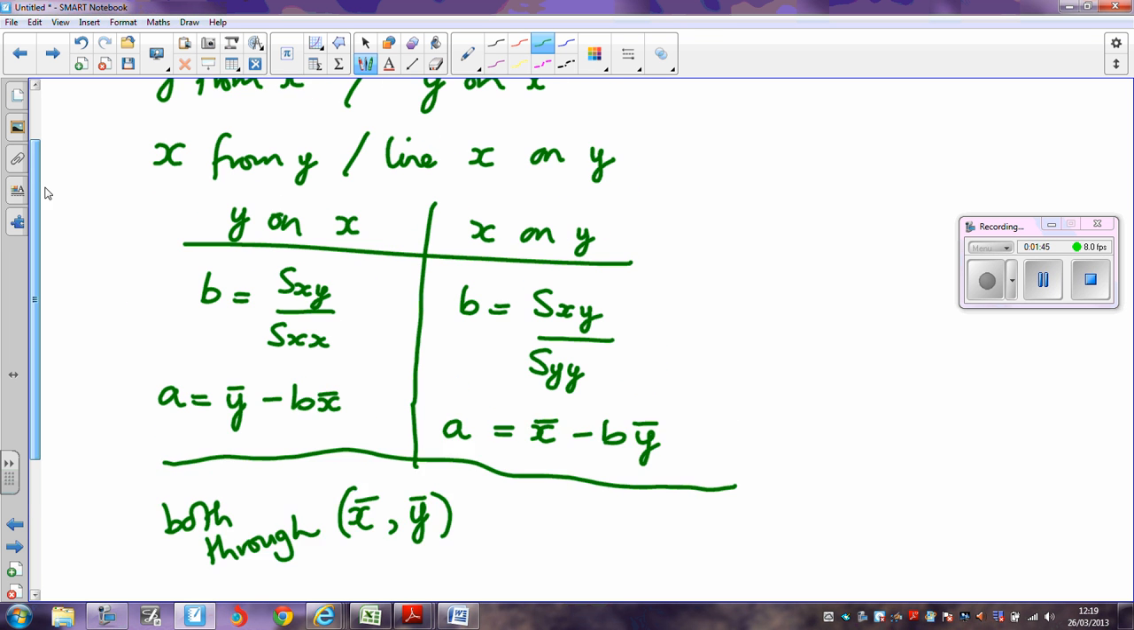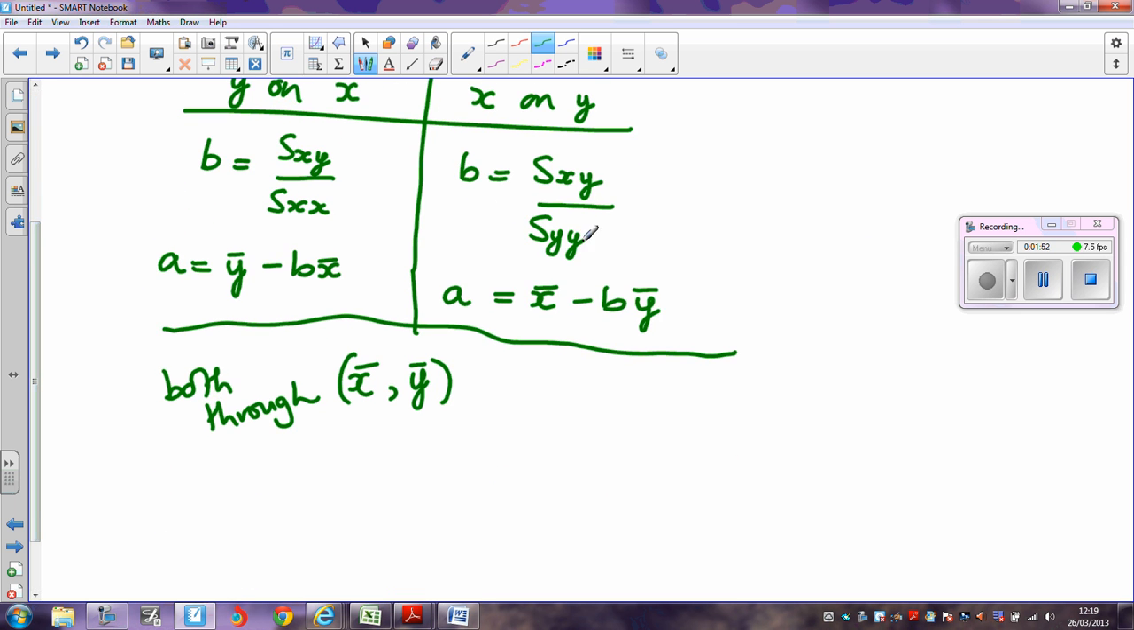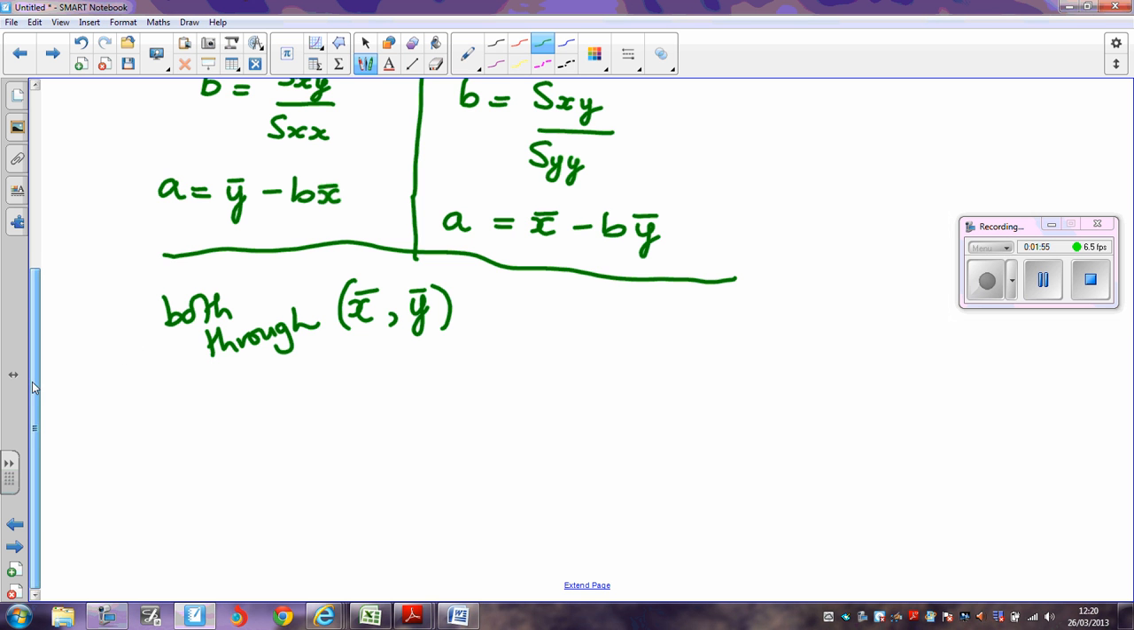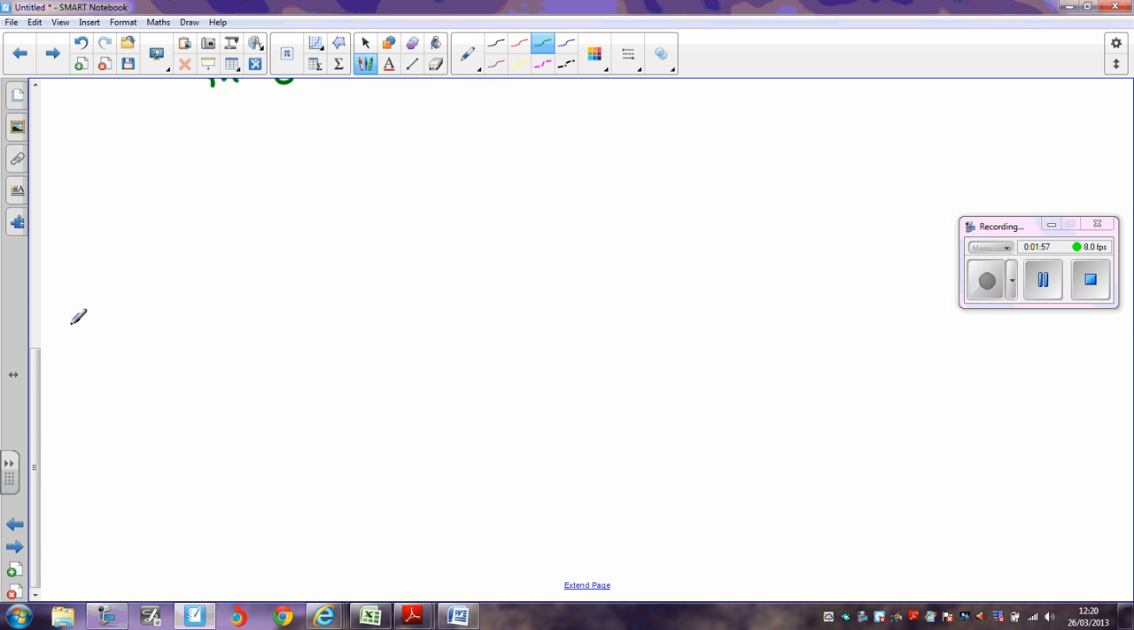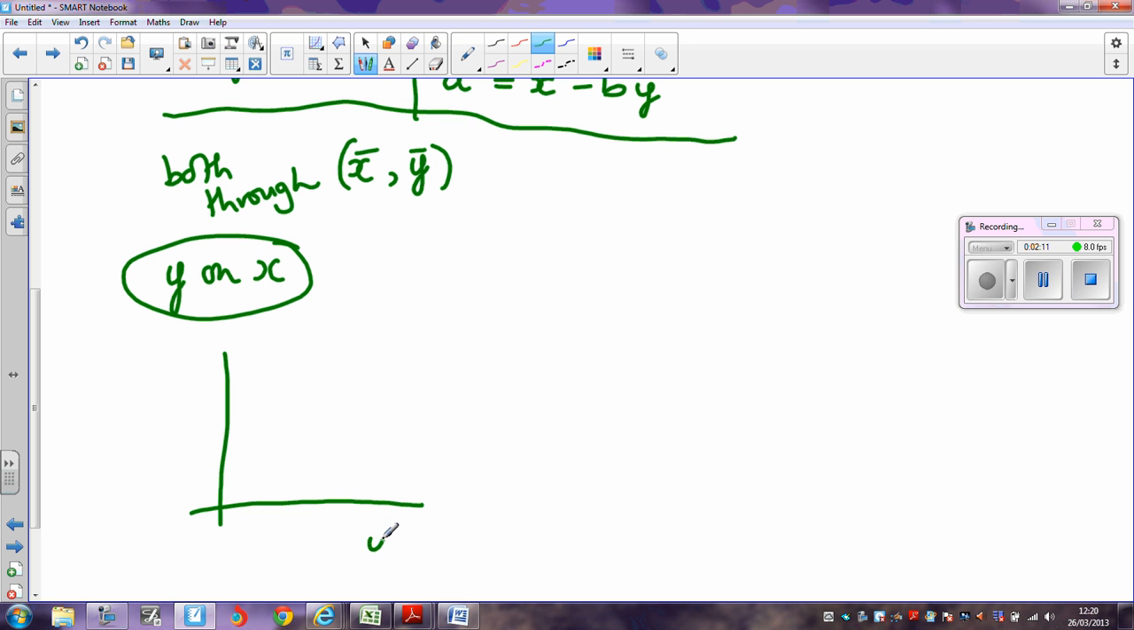Most of the time, you will be told to draw either the line of regression of y on x or x on y. The equations, as I've shown you, are very similar. Another thing that you need to realize, and this goes back to some notation that we learned when we were looking at the product moment correlation coefficient. Basically, if you are looking at y on x, in other words, you're predicting y from x, then the x value is called your independent variable, and your y value is called your dependent variable.